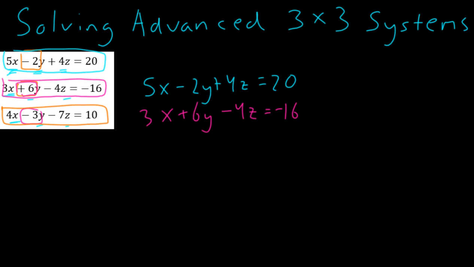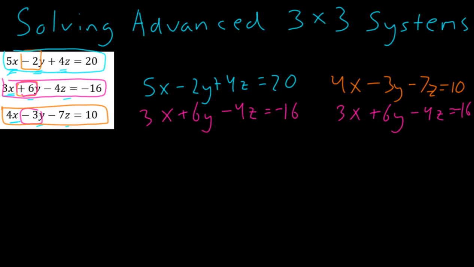Okay, now also in orange, I'm going to write my third equation right here, 4x minus 3y minus 7z is equal to 10. And I'll go back to my purple and I'll write my middle equation, that beautiful one with the beautiful 6, 3x plus 6y minus 4z is equal to -16. Okay. Now, why am I making such a big deal about that 6? Well, I want to cancel out that 6. And I know that I can use -2 and -3 to cancel out that 6.